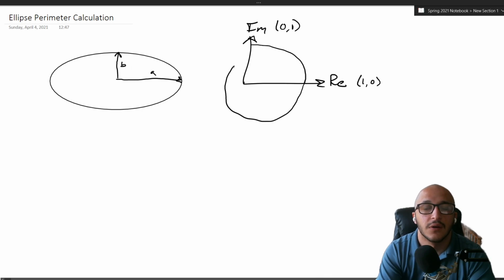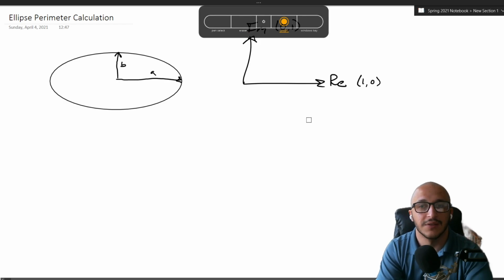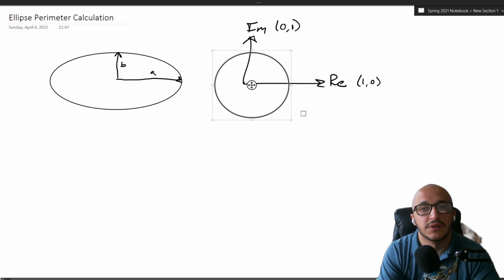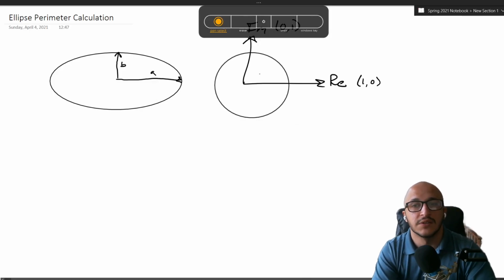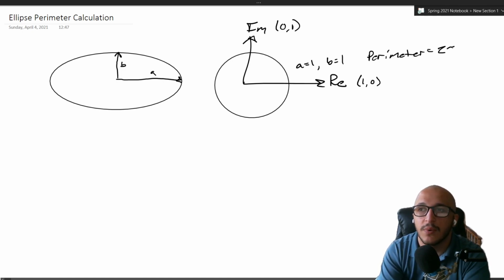Something much better looking than that. Let me undo that. Let's see here. Something like this. Let's say that this point is A equals 1, B equals 1. And if A equals 1 and B equals 1, the circumference or the perimeter equals 2 pi.